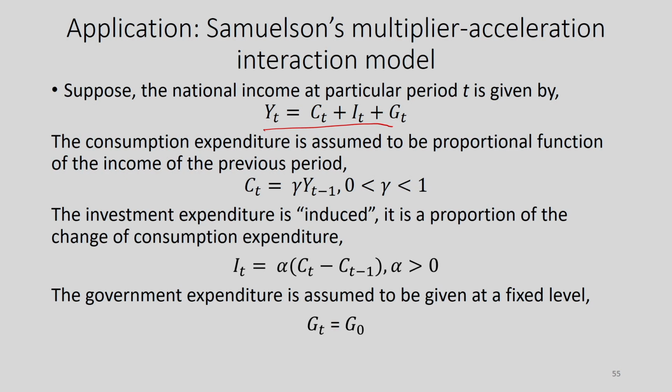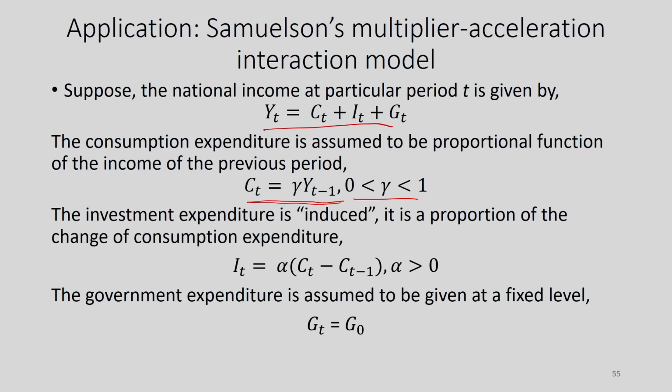Now, the consumption expenditure in this model is assumed to be proportional to the income of the previous period, that is the national income of the previous period. So, in terms of mathematics, C t is equal to gamma multiplied by y t minus 1, where this is important, gamma lies between 0 and 1. So, what is gamma? Gamma is the marginal propensity to consume, but we have to be careful here because we are talking about the dependence of the consumption expenditure on the income of the previous period.